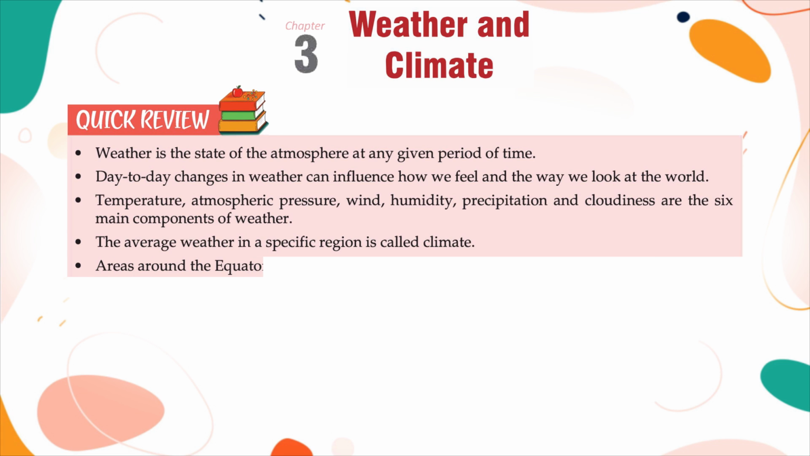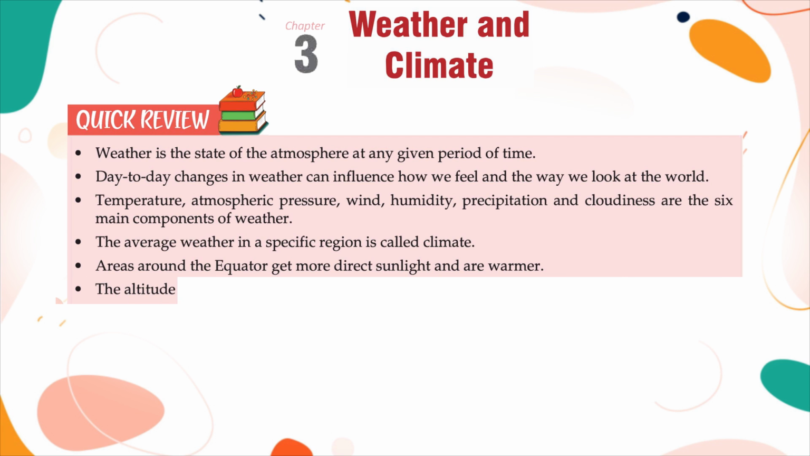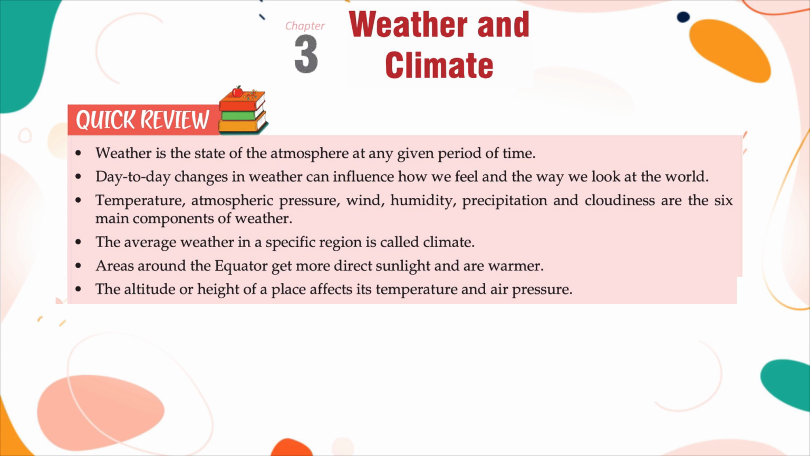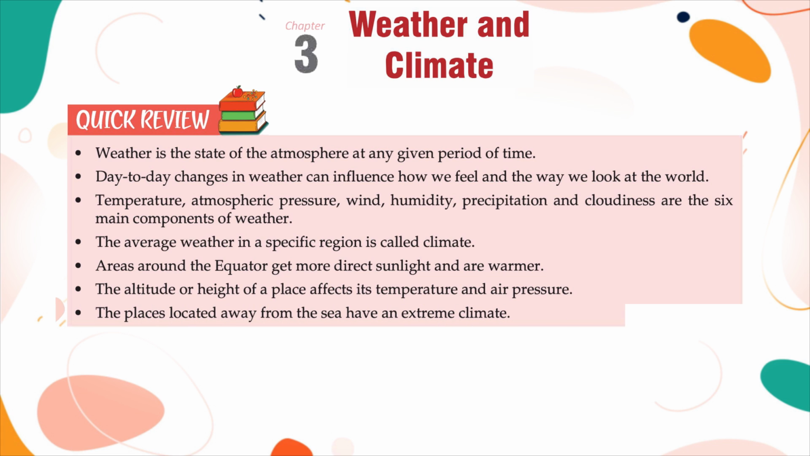Areas around the equator get more direct sunlight and are warmer. The altitude or height of a place affects its temperature and air pressure. The places located away from the sea have an extreme climate.